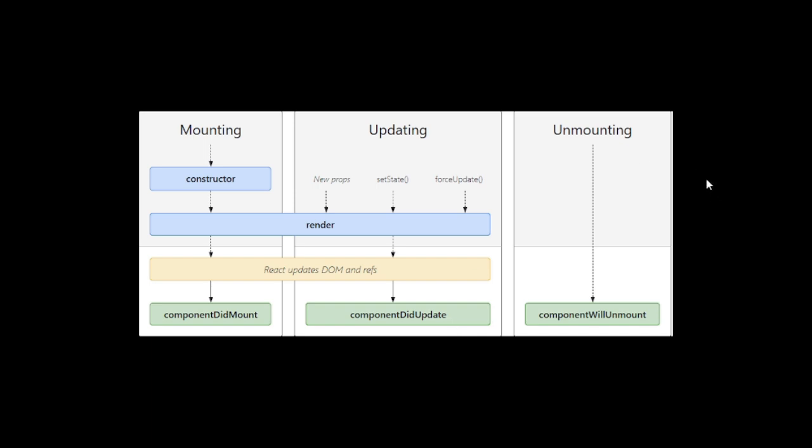And the last stage is the unmounting stage. What is the unmounting stage? When the component is removed from the DOM itself. So before the component is removed from the DOM, this method, componentWillUnmount, will be called, like we have just seen in the example. Right? So we are done with this topic.